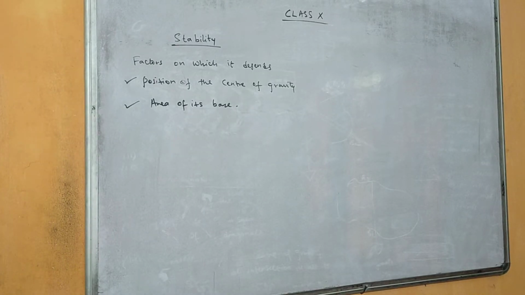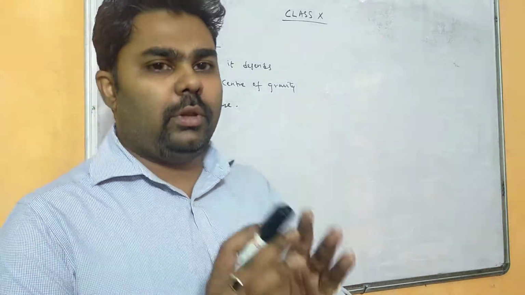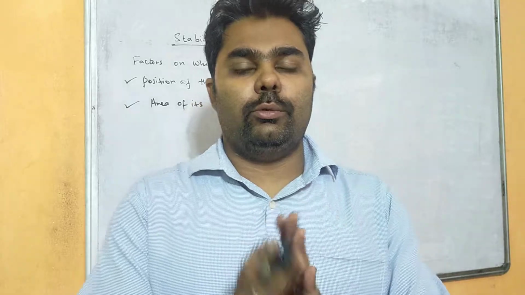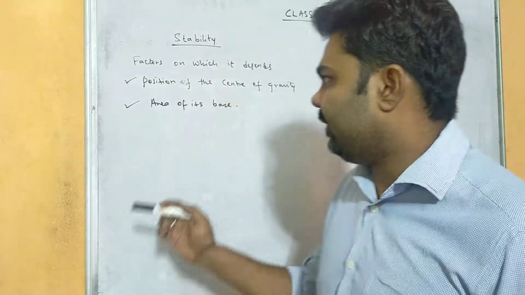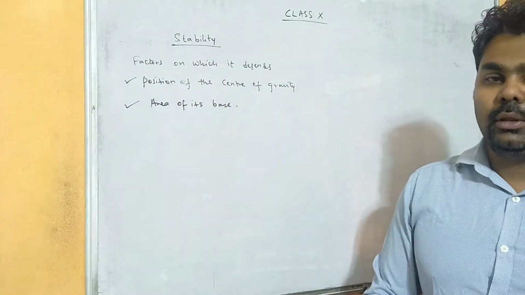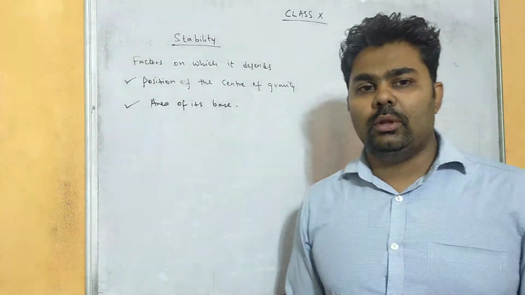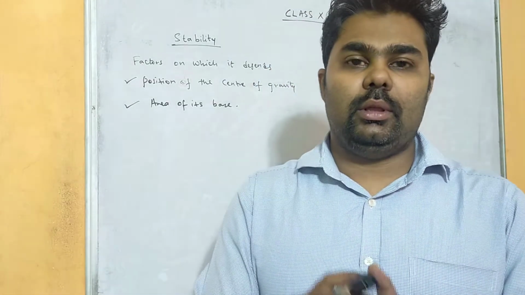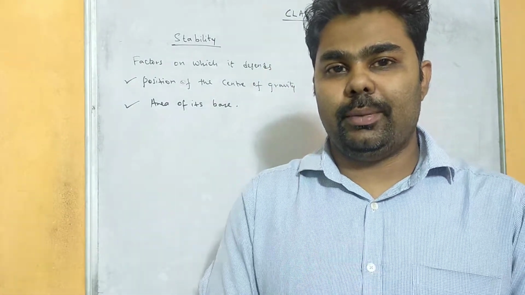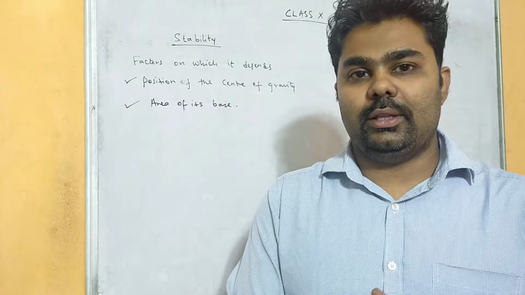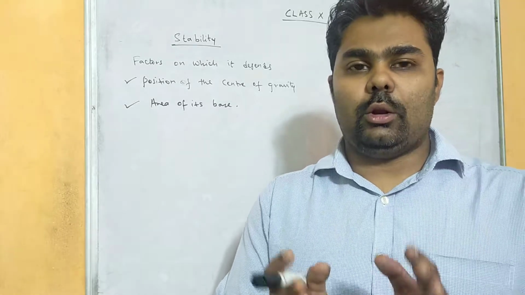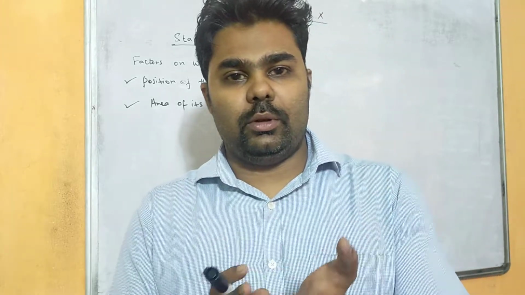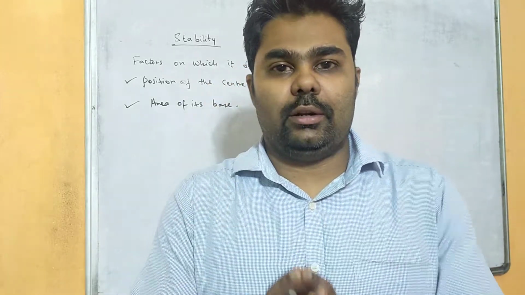So next topic we have stability. An object is stable when it is fulfilling these two conditions. The first condition is the position of center of gravity and the area of its base. If the center of gravity of that body is near to its base, then we say an object is stable. An object is also stable if the base of that body is wider, large.